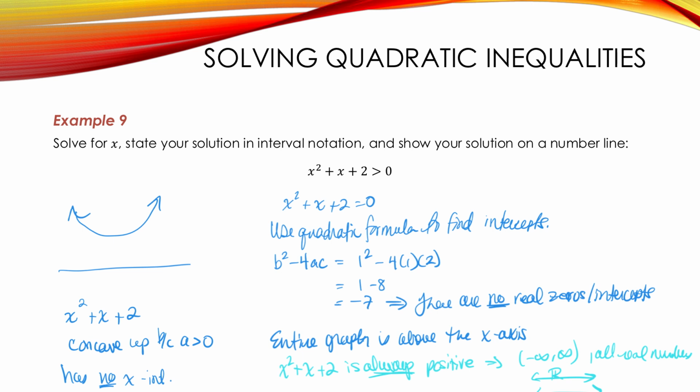This is a very special case of a quadratic inequality. Now, if I'd asked where it was less than 0, the answer would be no solution. There'd be nowhere because it's never under the x-axis. So our function never has a negative value.